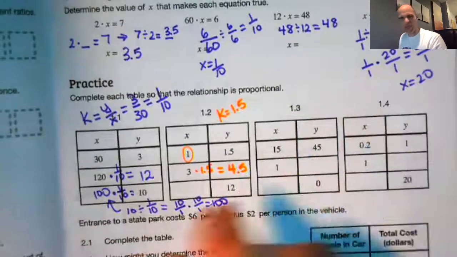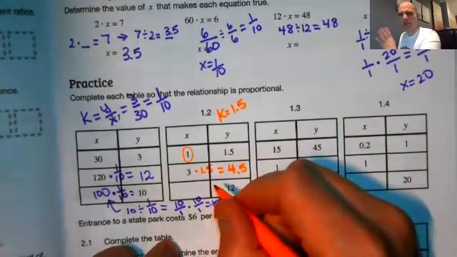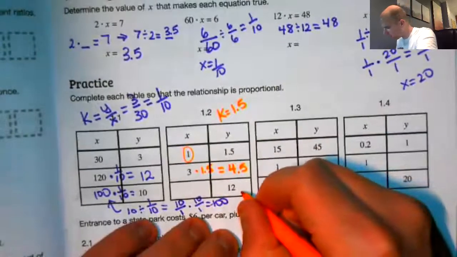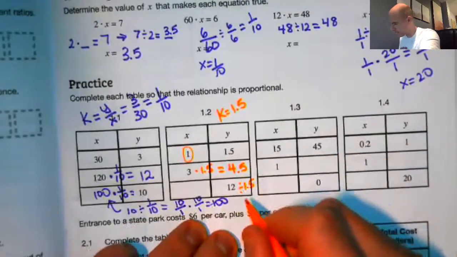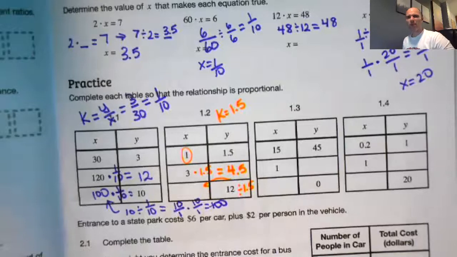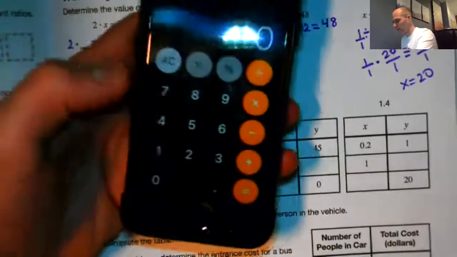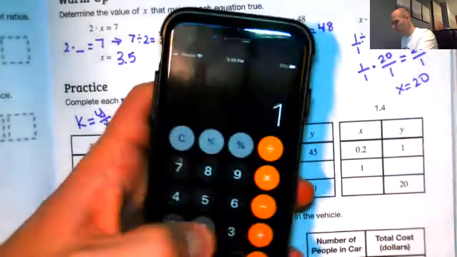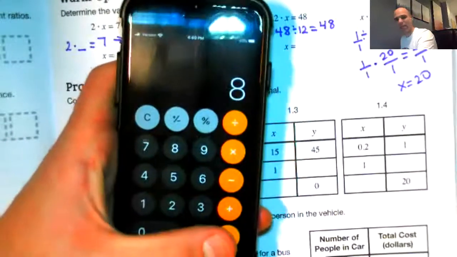I wish that they gave me more room to work here. I'm going to do 12 divided by 1.5, but I'm just going to write it here like this and draw an arrow over there. That one, I don't know if I can do in my head. All right, let's use a calculator, no big deal. Now I clear the last thing I did. All right, 12 divided by 1.5 equals 8.